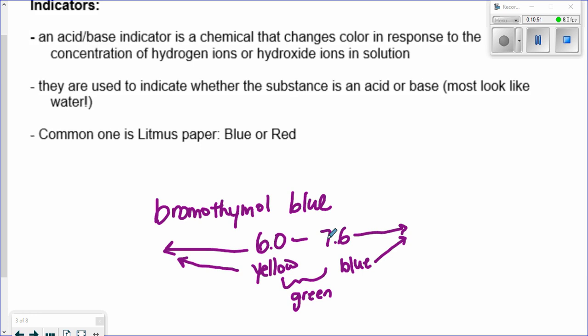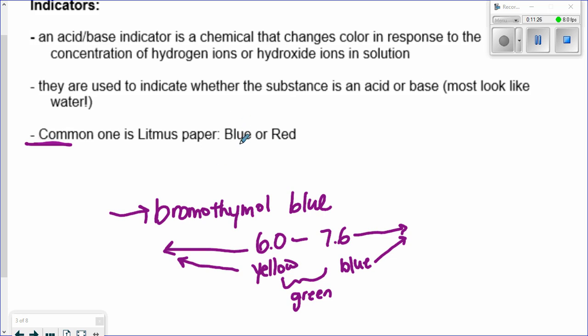So indicators are used to indicate whether a substance is an acid or a base. Most look like water, so they are colorless to start, a lot of them, not necessarily all of them. This one here is actually quite blue to start. But a common one that you've probably seen used before is called litmus paper. These are essentially little strips of paper. There are two different types of litmus paper, blue litmus and red litmus. And usually when you're testing something, you're going to use both strips.